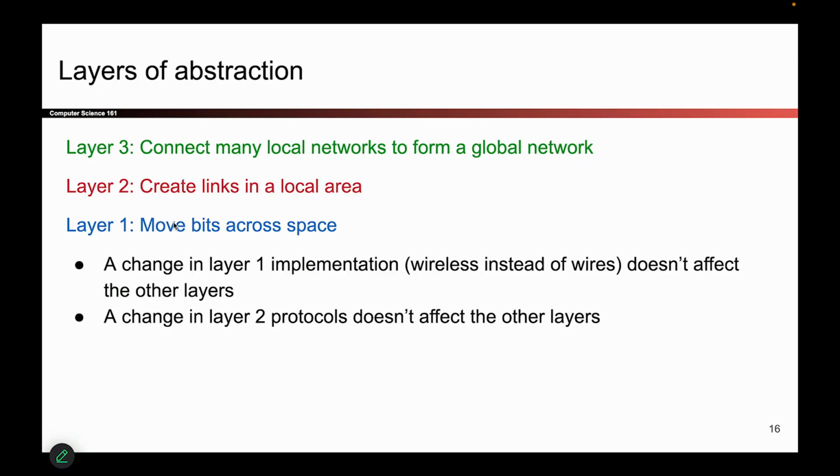It can be using wires. It could be using optical fibers or wireless technology. From the perspective of these higher layers, it doesn't really matter what layer 1 protocol is being used. So this allows us to work on each of these layers separately.